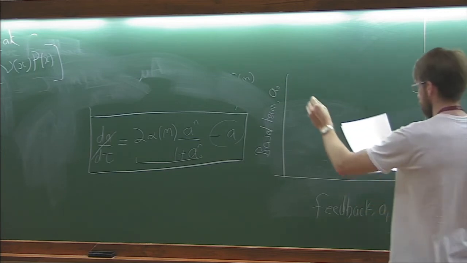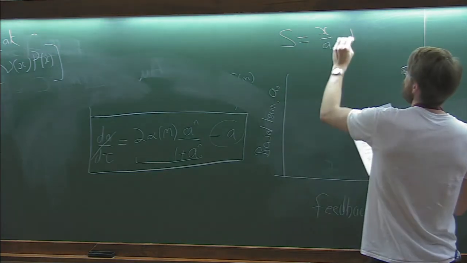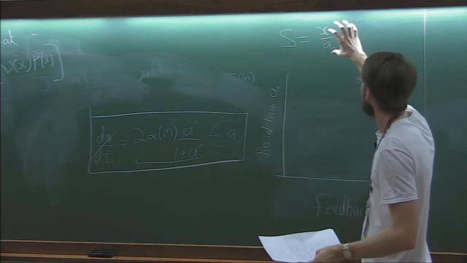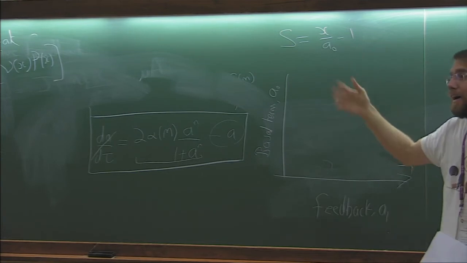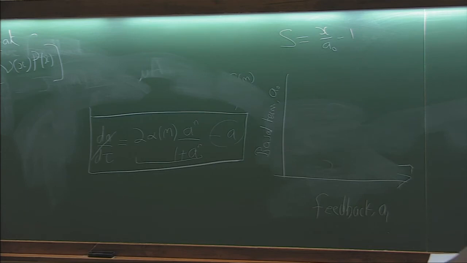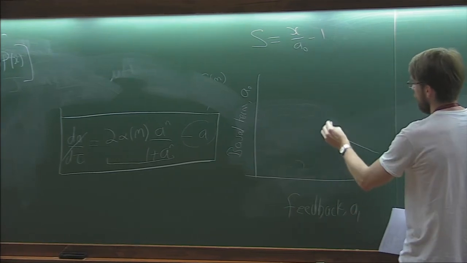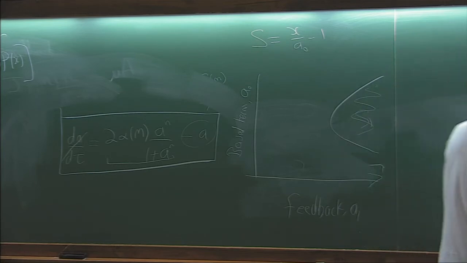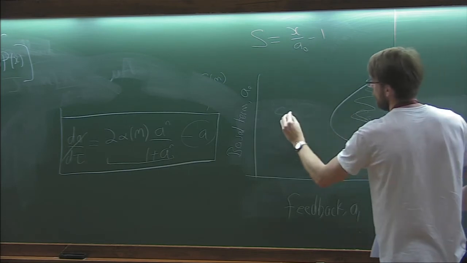And so we can define a switch as, for example, in the steady state, if there was no feedback, it would just be x equals A0. So if you're in the steady state with no feedback, you have 0. And if you are above that no feedback state, then you have some positive S, and you want S to be as large as possible. And if you actually work this out, then you find a region here where S is large, and here where S is small.